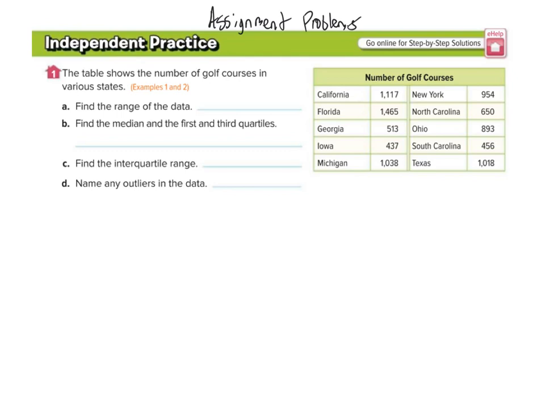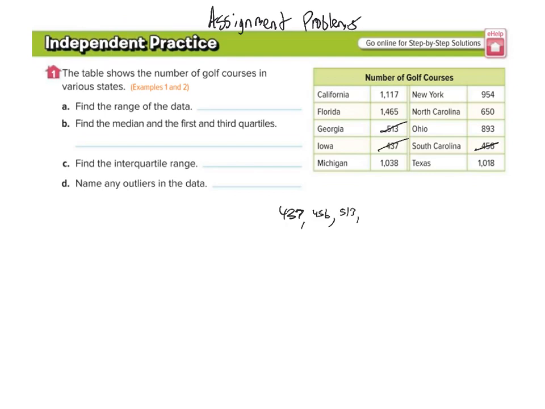So notice number 1, here's the number of golf courses in all these different states. Before we can answer all these questions, we've got to put them in order. So find a spot on your page where you can put them in order. Here we go. Our lowest one is 437. Our next lowest one looks like it's 456. Our next lowest one looks like it's 513.